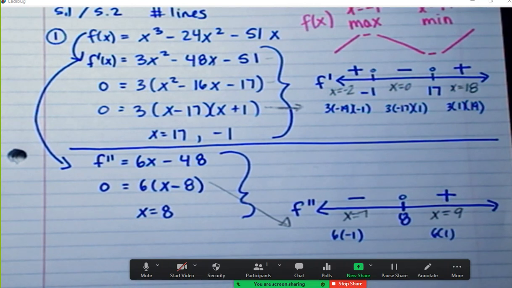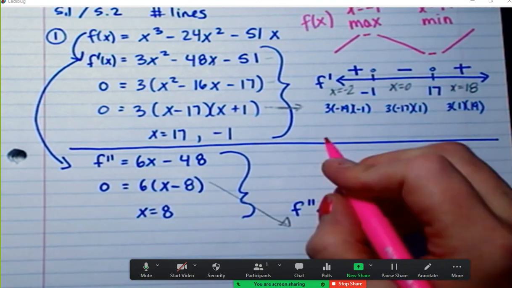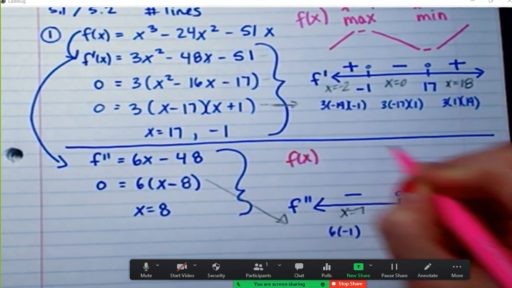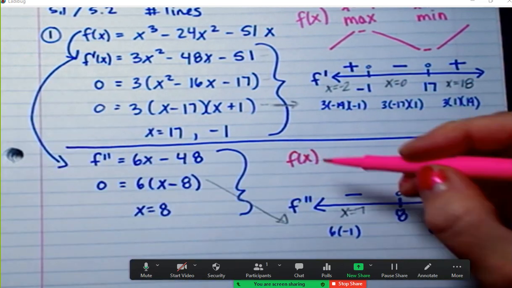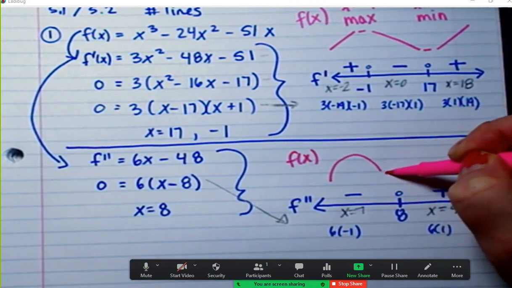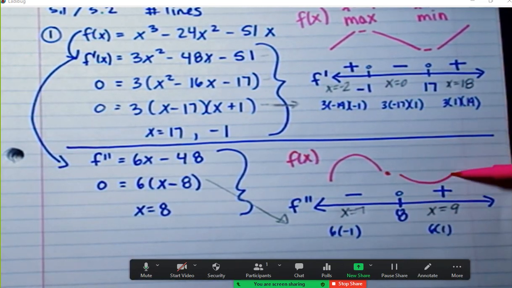Now, on the fun chart here, I erased this part because that's not the part I'm looking at right now. I have the second derivative, pluses and minuses. I still just want to know what f of x is doing. So I'm going to go back up to the concavity. So the second derivative explains the concavity of f of x. So it's concave down, point, concave up.